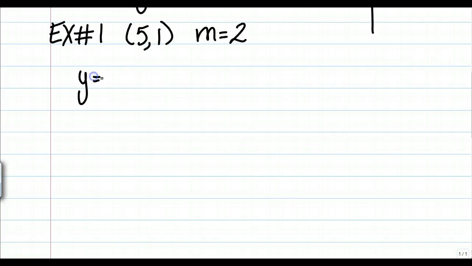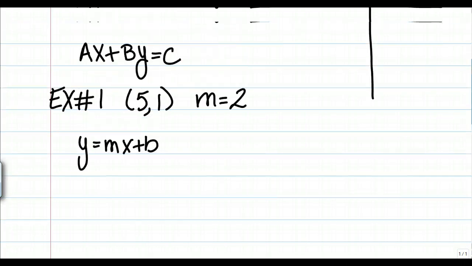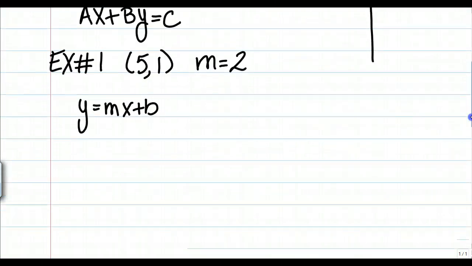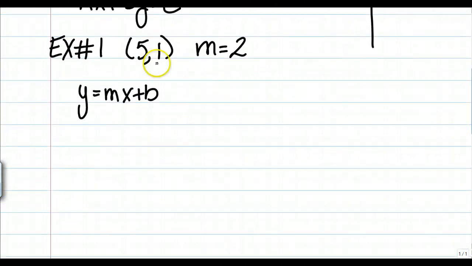I'm going to start with y equals mx plus b, and it's important to know that, and I'll write it up here, that this part right here is your slope. That m is slope, and that b is your y-intercept. So when we're going to use this equation, we're going to plug in our slope, which is 2, and we have a point. This is my xy point. So I'm just going to plug that in for x and y.